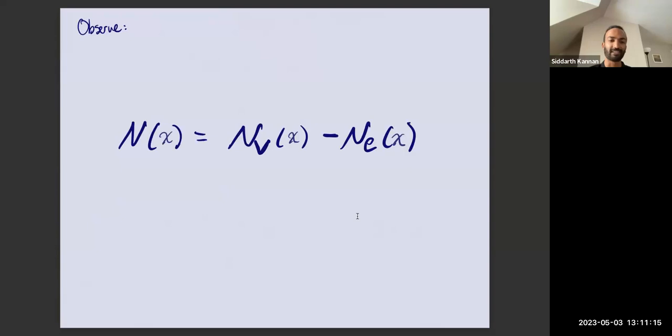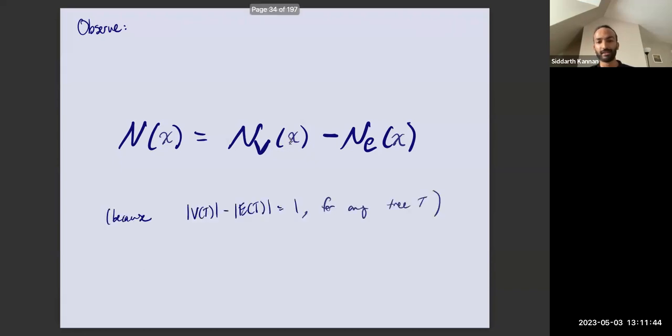The key observation is that n of x, the original generating function I wanted to compute, is n sub v of x minus n sub e of x. This is just the observation that a tree has Euler characteristic 1: it always has one more vertex than the number of edges. So when I do the subtraction, I end up counting the number of trees with n leaves as the coefficient of x to the n over n factorial. You might quibble and say this is only internal vertices and only internal edges, but the internal vertices and internal edges also form a tree, which still has Euler characteristic 1. Are there any questions about this equation?